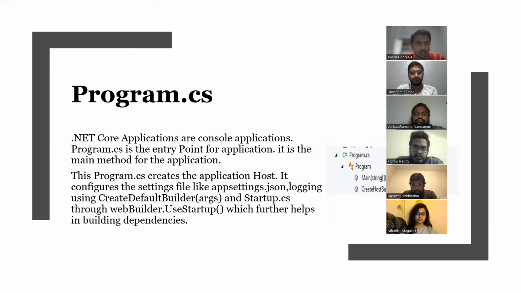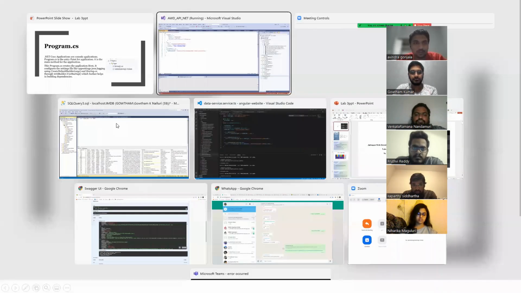Through the web builder, Startup.cs further helps with downloading the dependencies. We can download the dependencies by using the startup method. By going to the next slide.